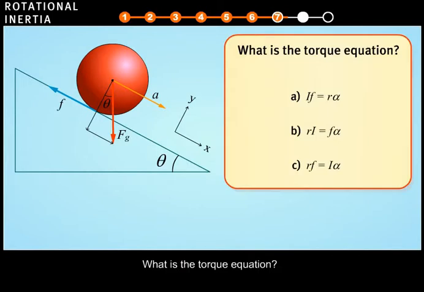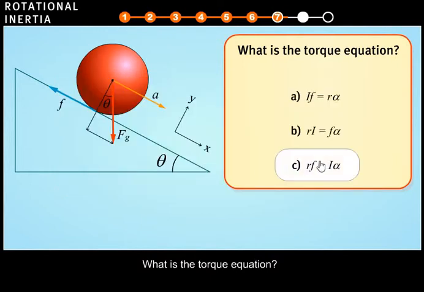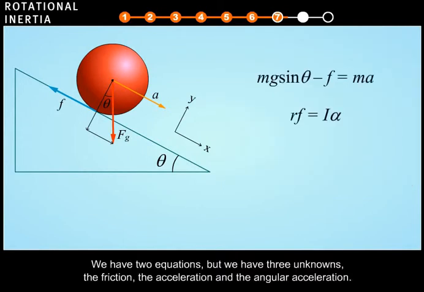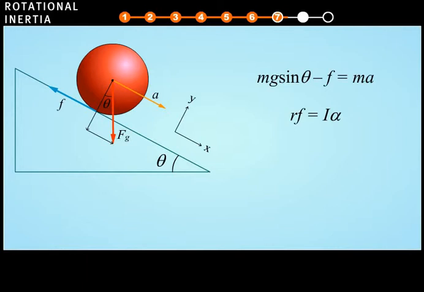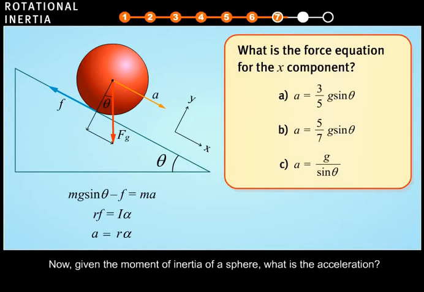Correct. What is the torque equation? Incorrect. The torque is the force times the moment arm equal to the moment of inertia times the angular acceleration. Try again. Correct. We have two equations, but we have three unknowns: the friction, the acceleration, and the angular acceleration. We can also use the rolling without slipping condition that states that the acceleration is equal to the radius times the angular acceleration.